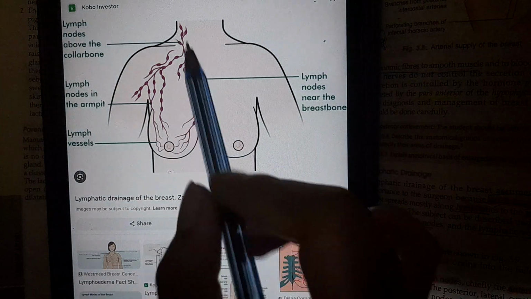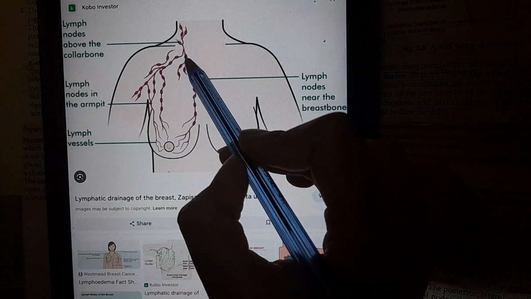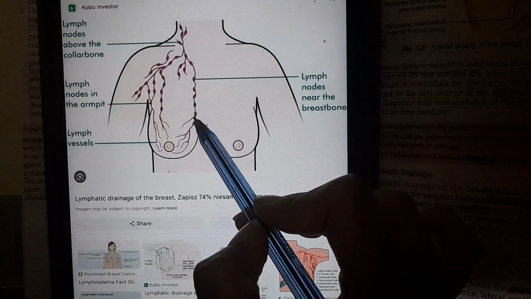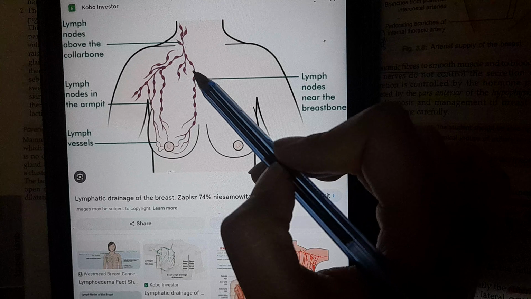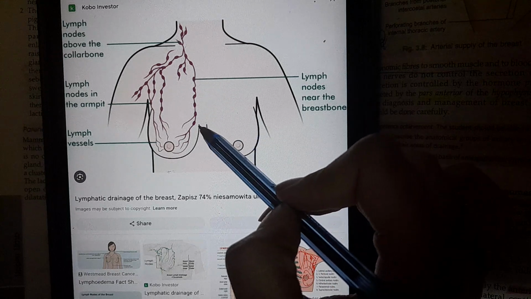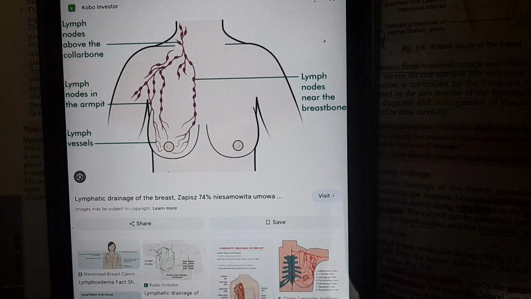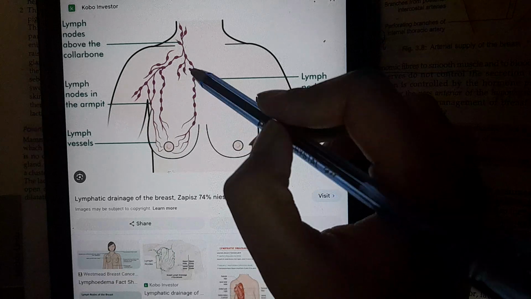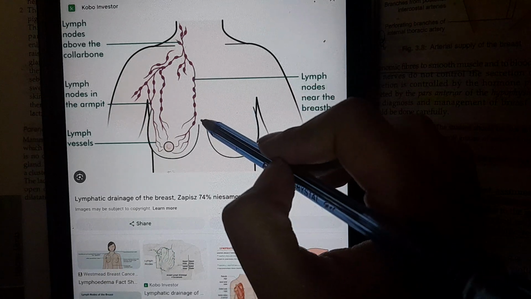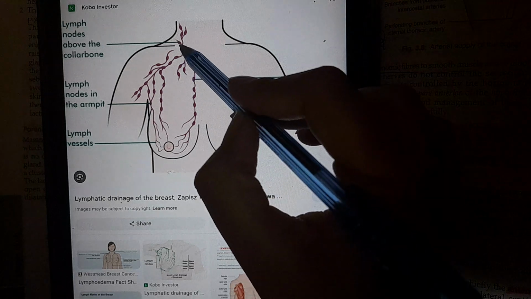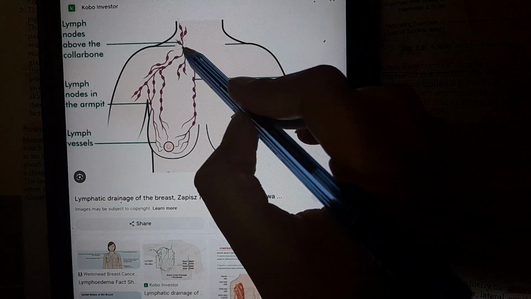This is very important. So let us see, on the medial side, these are lymph nodes near your breastbone or your sternum. These lymph nodes are known as the anterior thoracic or parasternal lymph nodes. Okay, anterior thoracic or parasternal lymph nodes. Above the clavicle, these are supraclavicular lymph nodes.